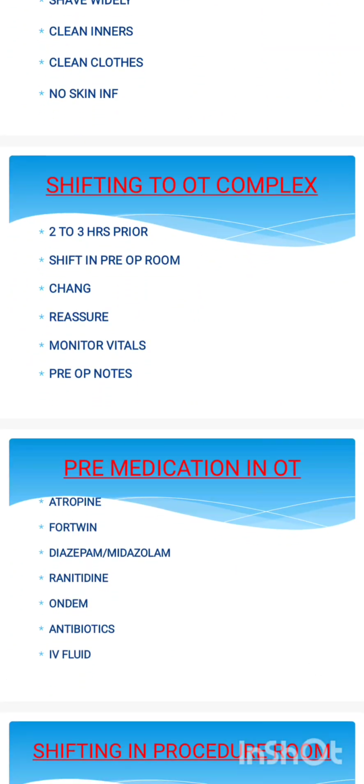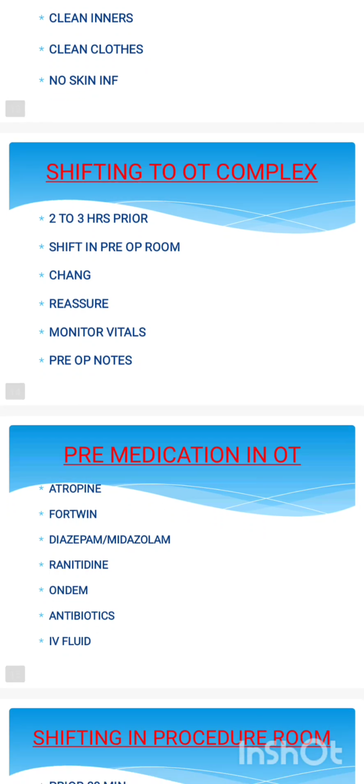Then the patient should be shifted to the operation theatre complex 1 to 2 hours, up to 3 hours prior to surgery. In the OT complex, the patient is kept in the pre-operative room. His regular casual clothes should be changed. OT gown should be given to the patient. You will have to reassure the patient. One has to monitor vitals of the patient. Pre-operative notes should be mentioned by junior doctors or assistant doctors.